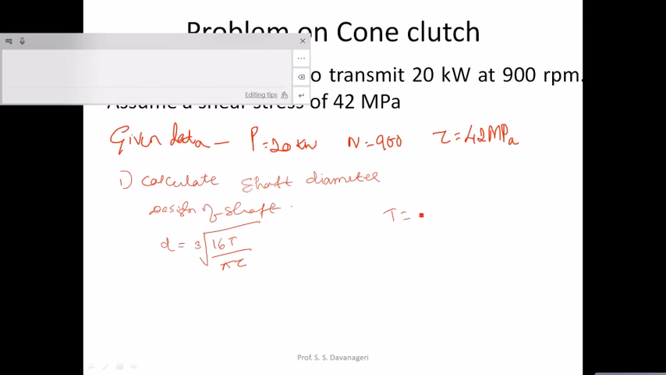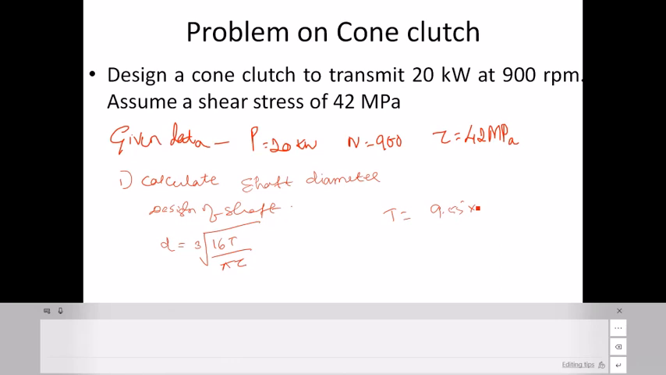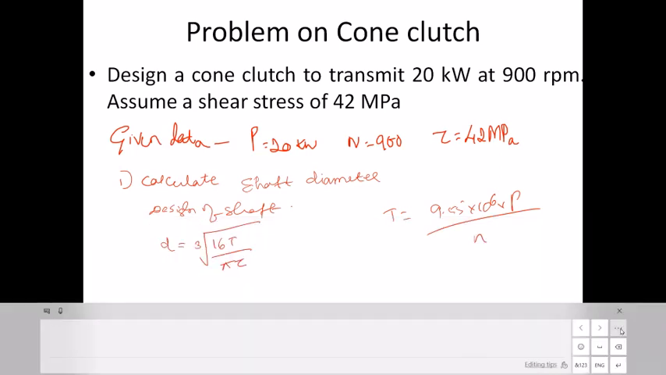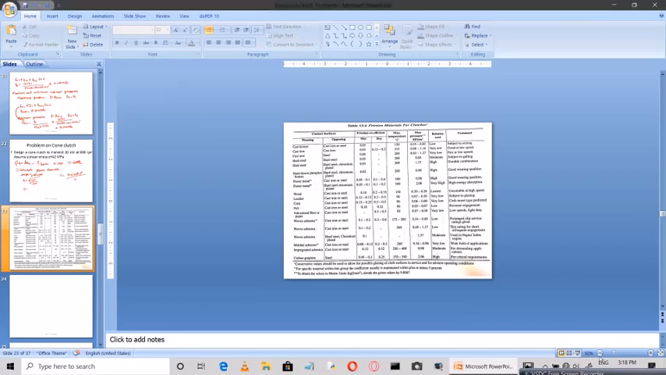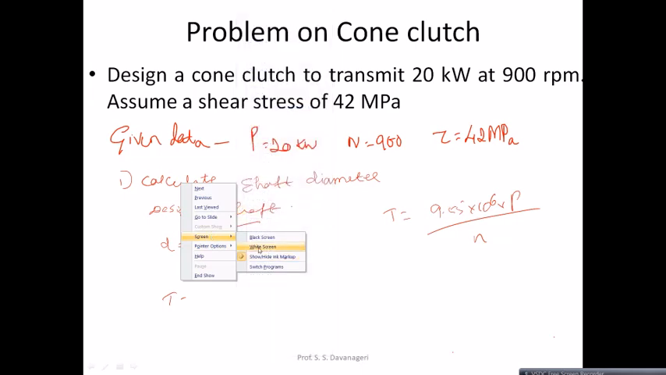Now T you need to calculate. This is 9.55 into 10^4 into P divided by N. So calculate the torque. Once you get the value of torque, you substitute it in the diameter equation, so you are going to get the diameter.